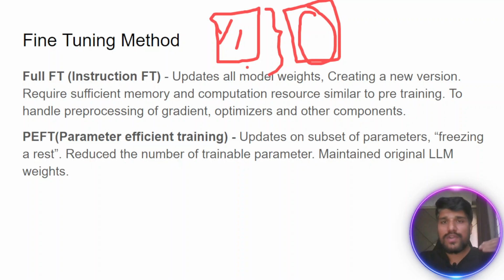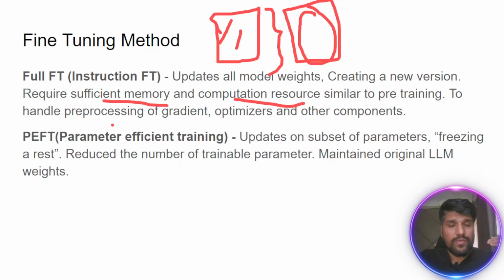But when we are doing this full fine tuning, or I can say instruction fine tuning, all these model weights create a new version. The drawback of this full fine tuning is that it requires sufficient memory. Also, it requires computation resources similar to the pre-training. So whatever memory and computation was available during pre-training, we have to have similar resources. And we know that it may be difficult for any organization, institute, or individual to have the same infrastructure, because it is very cost intensive.